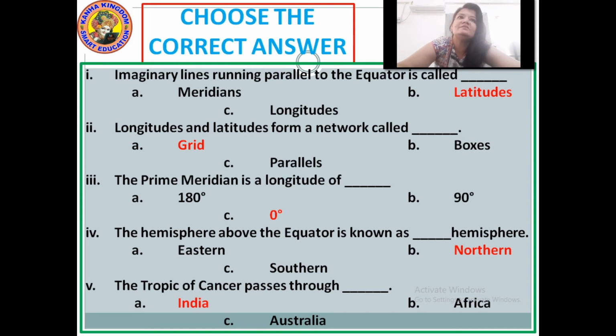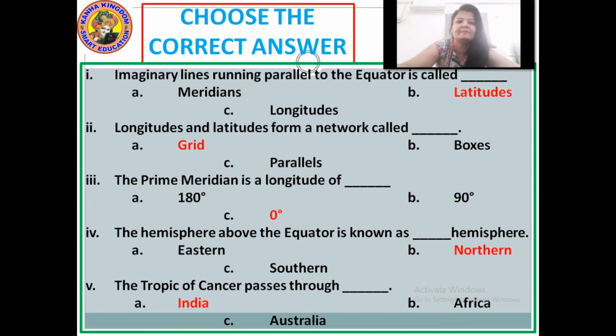Number 2: longitudes and latitudes form a network called what? When they make a network, what is it called? It is A, grid, B, boxes, or C, parallels. Grid. Option A is the answer. Latitudes and longitudes form a network called grid.